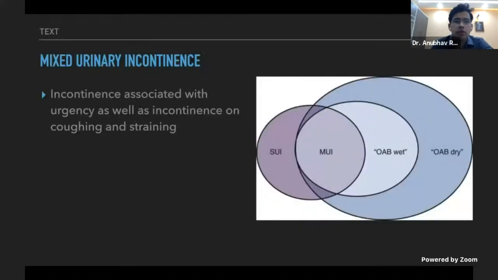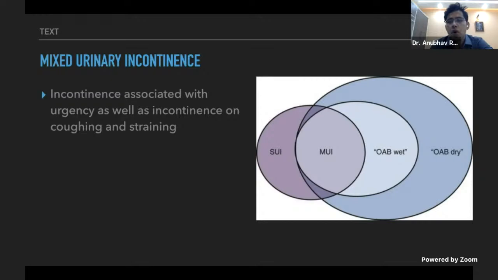And so what is mixed urinary incontinence? We have already seen that urgency incontinence is when the patient has a feeling of urgency, and before he reaches the washroom, he has an involuntary leak of urine. This is known as urgency urinary incontinence. Another common type of incontinence, especially in females, is stress urinary incontinence. That is, when there is a rise in the intra-abdominal pressure, especially on maneuvers like coughing, sneezing, straining, getting up from a squatting position, or going down into the squatting position. That is stress urinary incontinence.